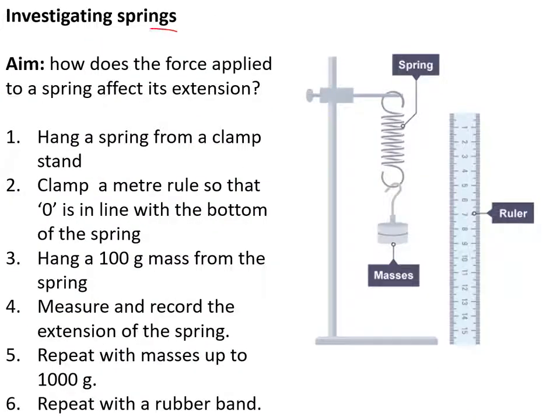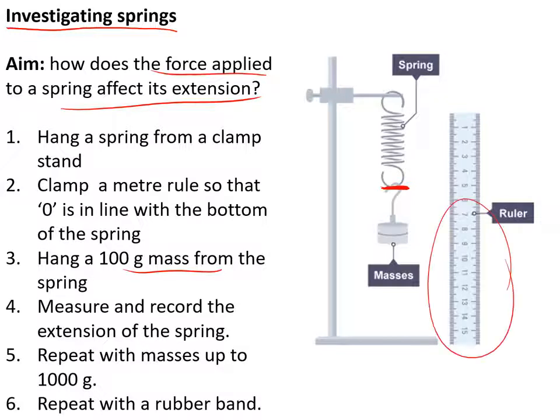And we investigated springs using this core practical, which was to investigate how does the force applied to a spring affect its extension. So we hung a spring from a clamp stand, and then we clamped a meter ruler so that the 0 on the meter ruler was level with the bottom of the spring. Then we hung a 100-gram mass from the spring and recorded the extension on the ruler.